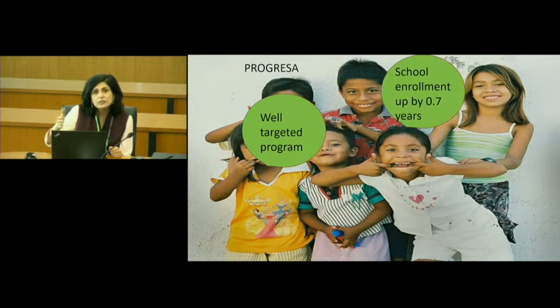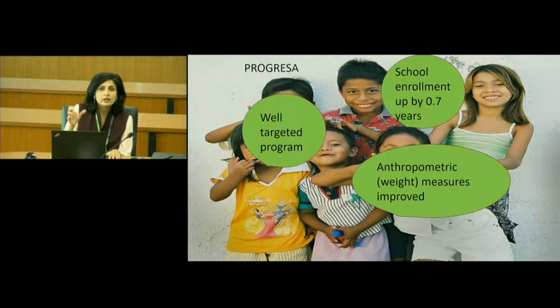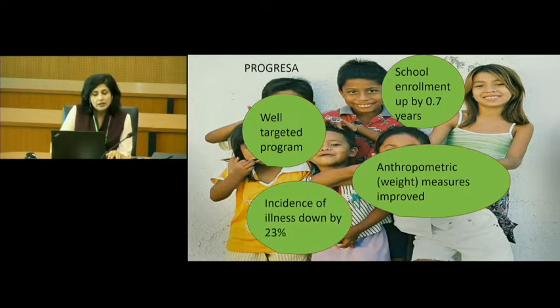Second, that as a consequence of this conditional cash transfer program, school enrollment actually went up by 0.7 of a year, just over a span of 2 years. And this was well measured. It was significant. Third, as a consequence of Progressa, which was a conditional cash transfer program, anthropometric measures, especially of babies, so height at birth and weight at birth, both of those were much better than other kids that were born in the same time. And last but not least, the incidence of illness amongst targeted communities actually went down by 23%.